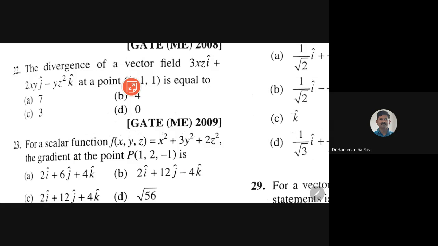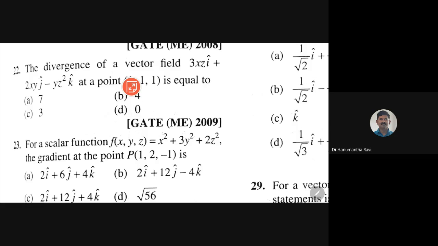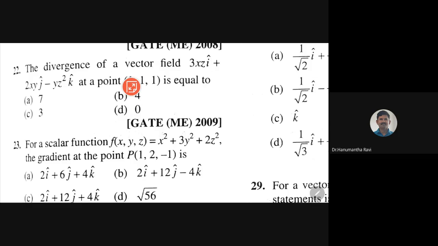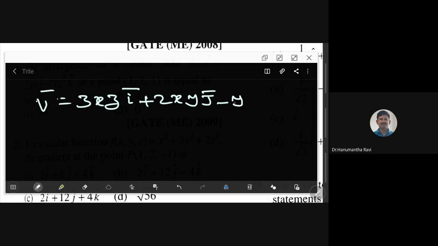So what is our v bar? V bar is 3xz i bar plus 2xy j bar minus yz square k bar.